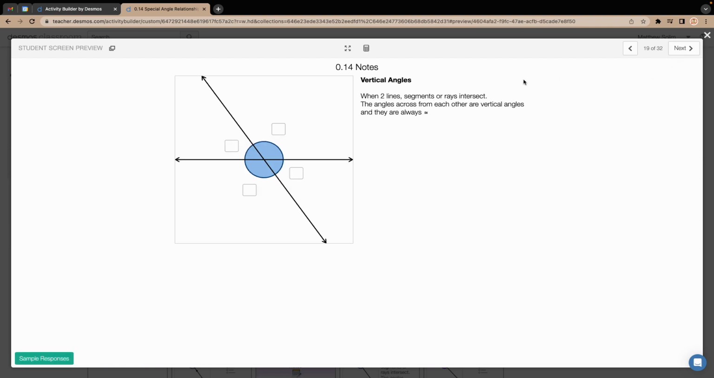So we talked about supplementary angles, complementary angles. Another important one is called vertical angles. When two lines intersect, the angles across from each other are always equal. So let's say this angle is 60 degrees. That means the one across from it is also 60 degrees. Those are vertical angles. Then the one next to 60, since it makes a straight line, has to add up to 180. So this one has to be 120. And then the one across from it is also 120 because they are vertical angles.